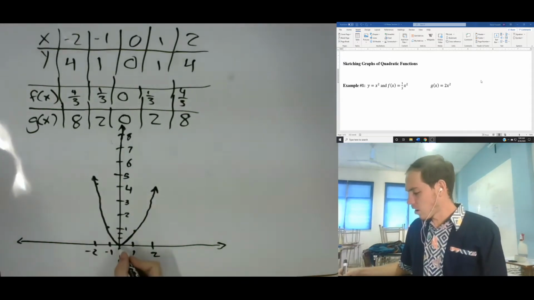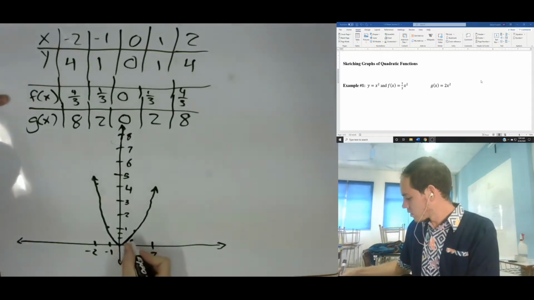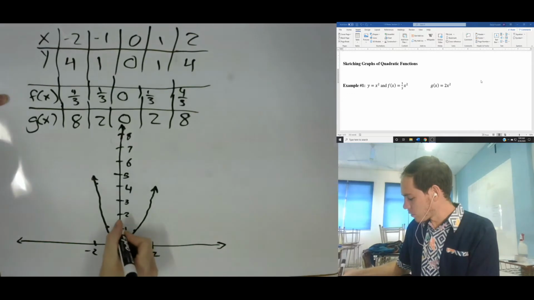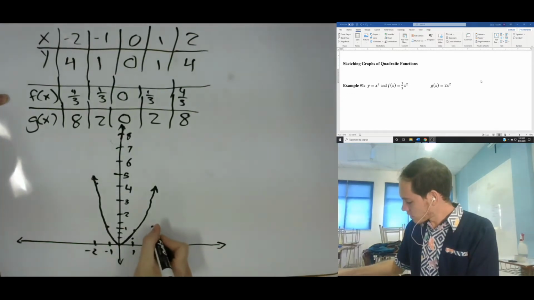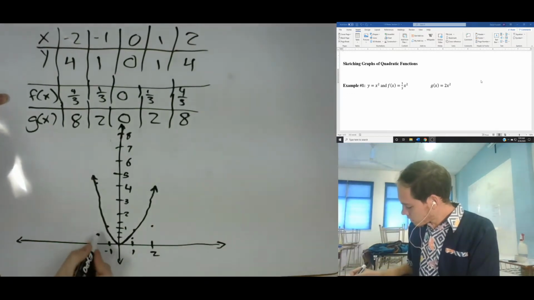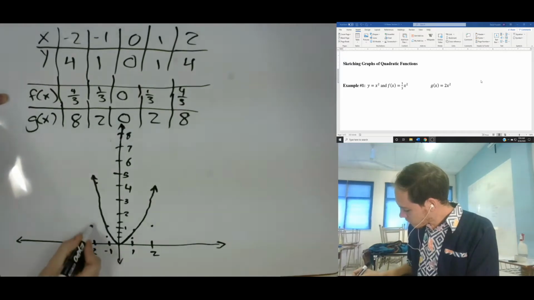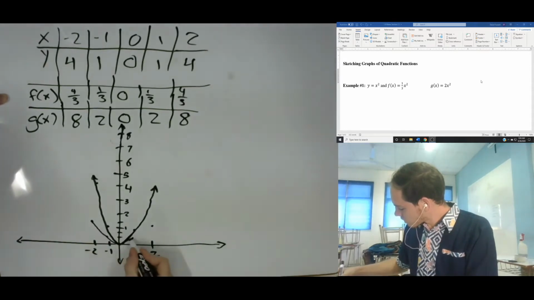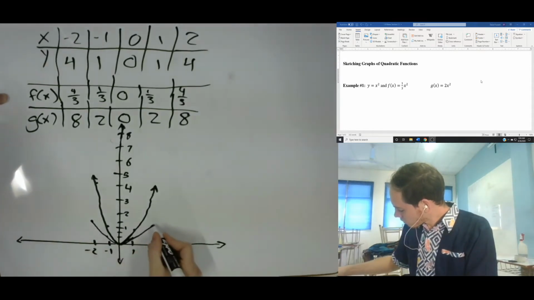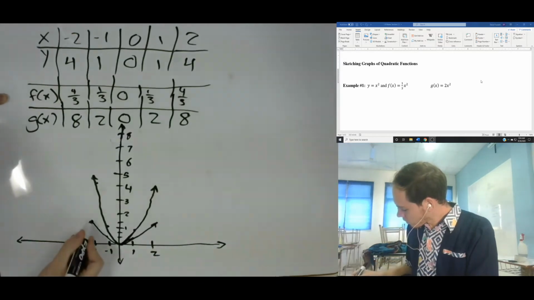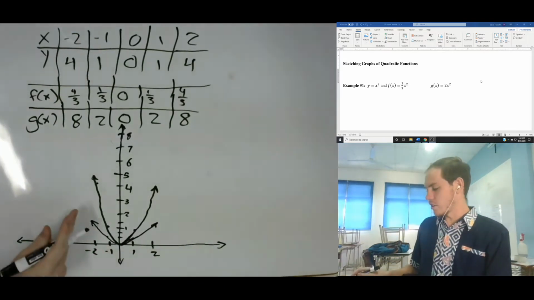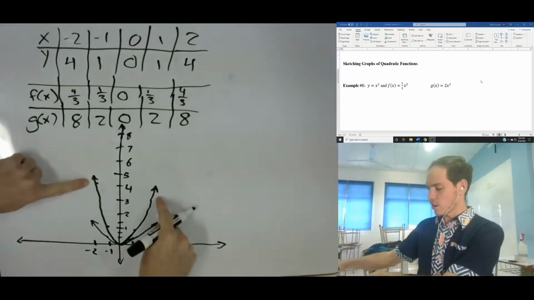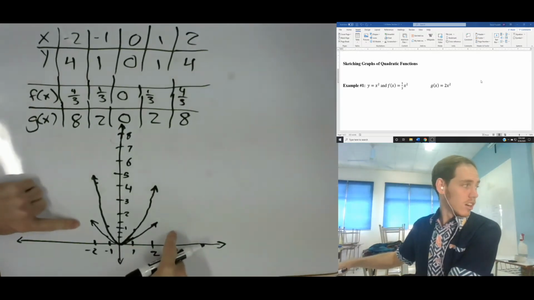Now, what does our f of x look like? So we'll look here, and 4/3 is just barely over 1/3, so it actually gets wider right there. Same thing over here. Same thing over here. So our f of x is going to go wider. Okay, do you see that? So this is our parent function. This is our f of x.